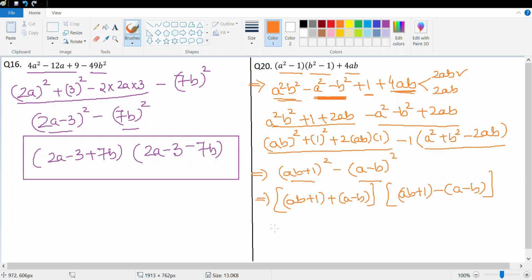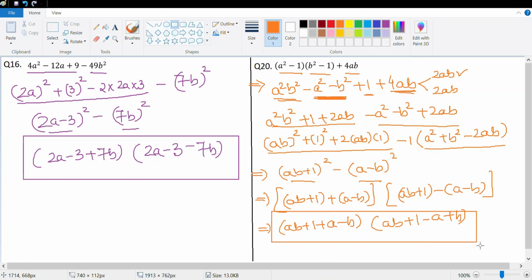Let's open the inside small brackets. So this is ab plus 1 plus a minus b multiplied with ab plus 1 minus a plus b. Right, that's the final answer. I can't factorize it any further. So very interesting question. I hope you realize that this question had a small, I won't call it a trick, but still a simple step where you had to break up 4ab into 2ab and 2ab.